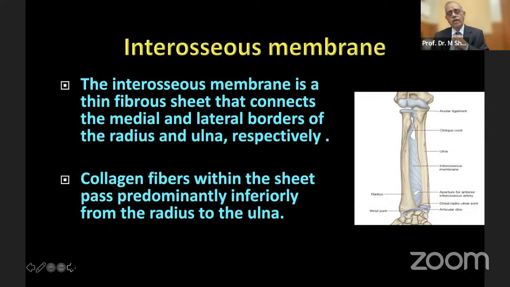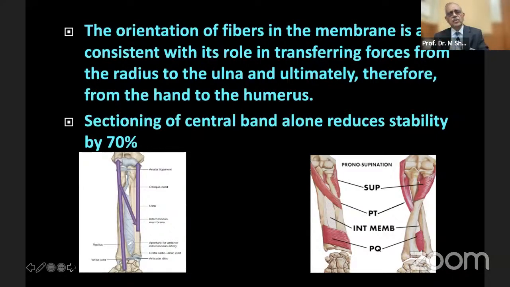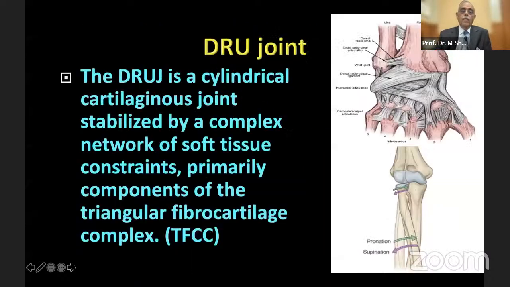The interosseous membrane, which Professor Julie rightly mentioned, is a thin fibrous sheet, though she called it a ligament, that connects the medial and lateral borders of the radius and ulna. The collagen fibers within the sheet pass predominantly inferiorly from the radius to the ulna, and that has to be taken into consideration. The orientation of the fibers is consistent with its role in transferring load from the radius to the ulna, and ultimately from the hand to the humerus. Sectioning of the central band alone reduces the stability of the forearm by 70%. This has to be taken into consideration, whether it is the shaft of the ulna fracture, the shaft of the radius fracture, or both bones of the forearm.